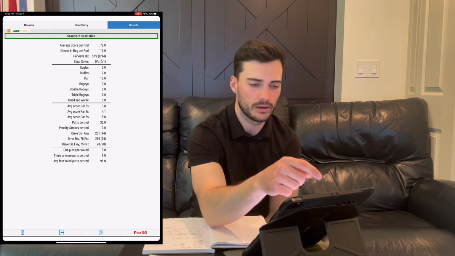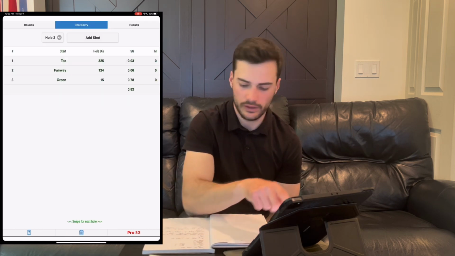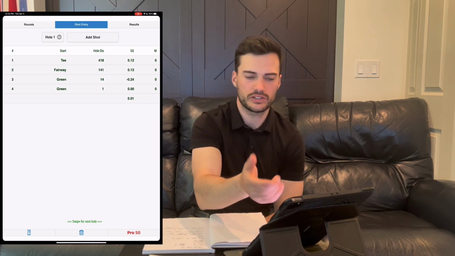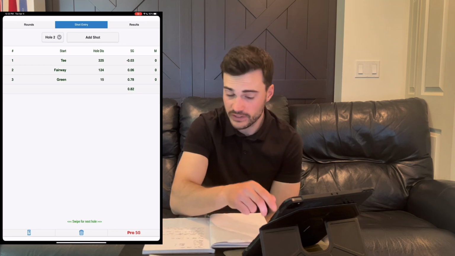So let's go back to, let's see, what holes did we bogey? Let's go back to shot entry here. I think the 6th hole is, well, I'll just quickly go through these, right? Just so you can see kind of what I did. So first hole I had a 14-footer for birdie, didn't make it. Made a 15-footer, which was nice.